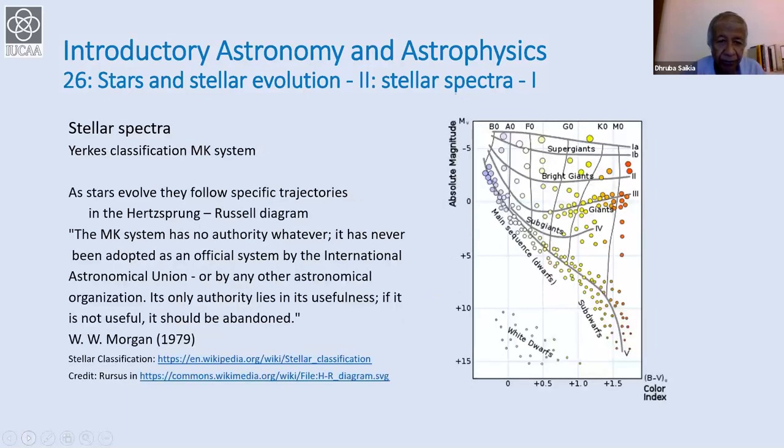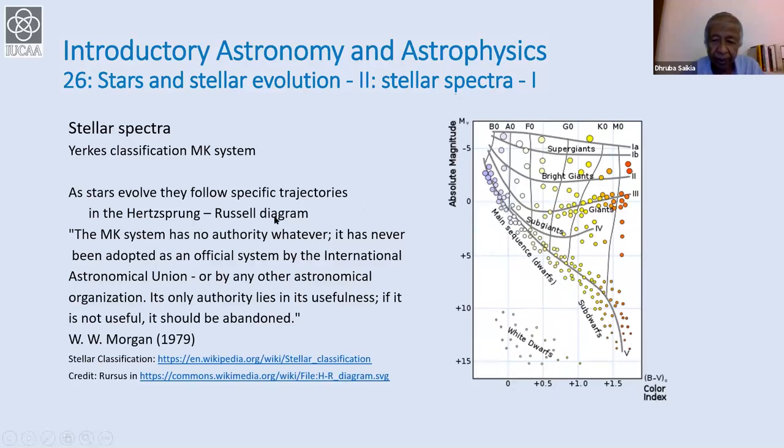So this is a brief introduction to the Harvard classification scheme and the Yerkes or the MK or the MKK classification scheme. When I mentioned M-type stars having a whole range of luminosities, here absolute magnitude is plotted. You can see that you can have a range of absolute magnitude, and the supergiants would be the most luminous ones, although the spectral class would be the same over here, right? This is just to pictorially illustrate what I've said earlier. As stars evolve, they follow specific trajectories in the HR diagram.